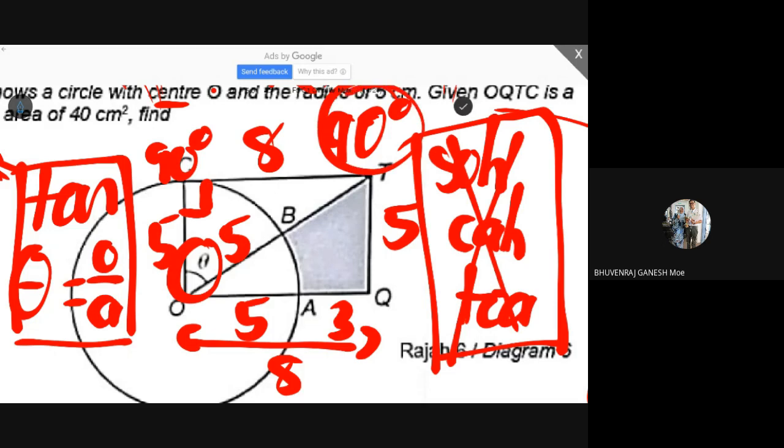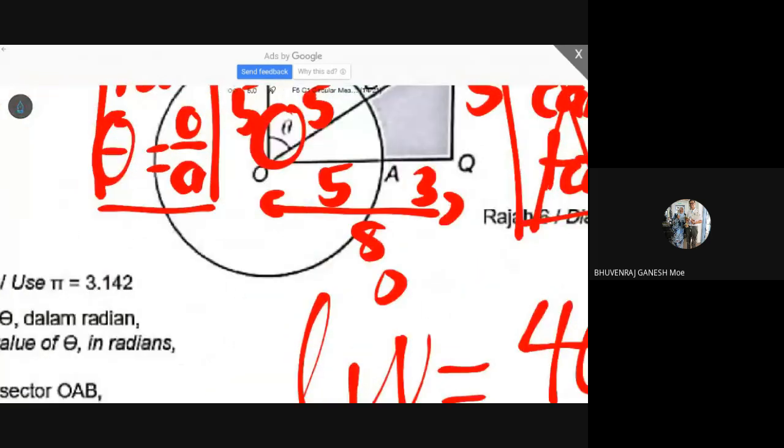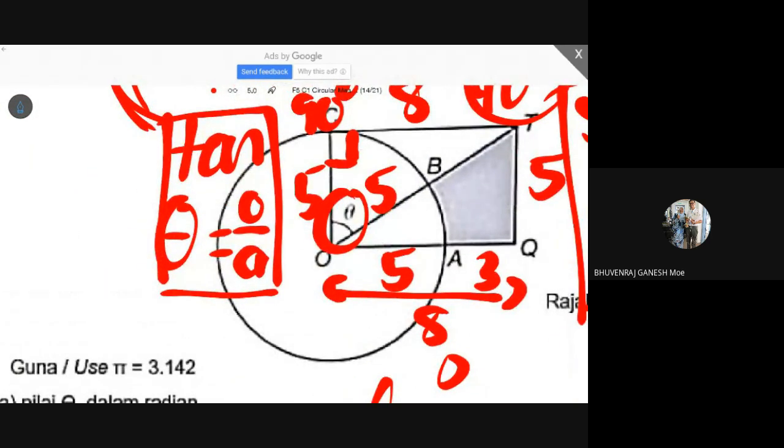So you can use 8 over 5, like what Tarun said. So can you tell me what is your theta value in degree first? Dalam darjah. Berapa theta kamu? I want to see you all know how to press calculator or not. Macam mana kamu kira guna calculator. Okay, yes. 57.99 or you can say 58 also lah.